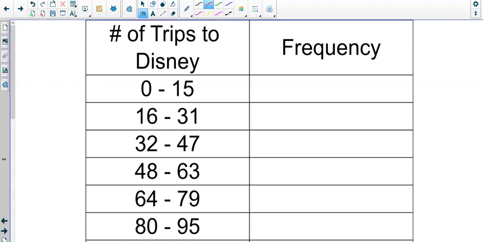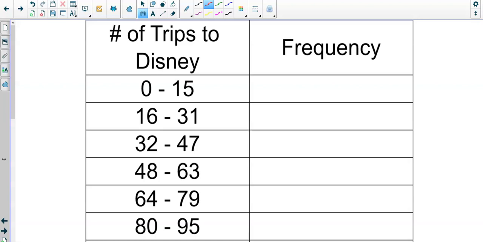So here, I have begun the frequency table. The only thing that I didn't put on this is a title. Okay? You know what the left side is about, number of trips to Disney. The right side is the frequency. So what would be a good title to this? Well, your title should be as descriptive as possible. Where did this information come from that I got? I got it from the plaza. Okay? What is the information that I gathered? I gathered the number of trips to Disney.